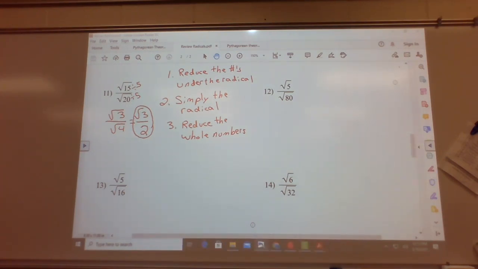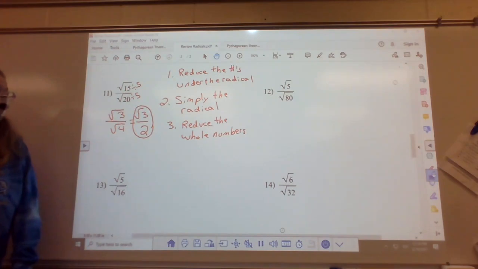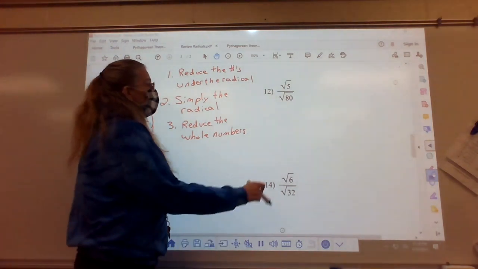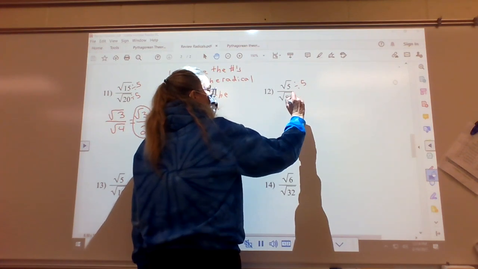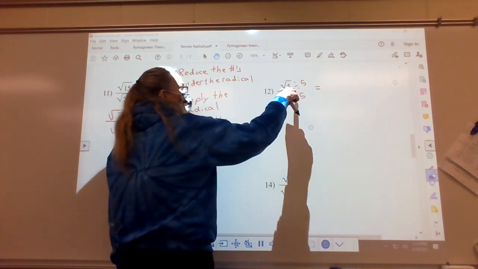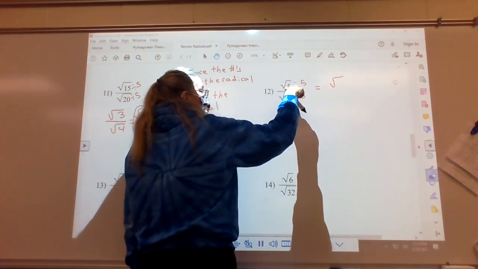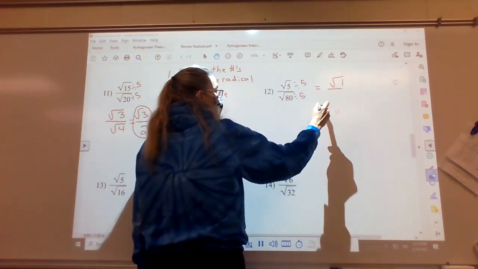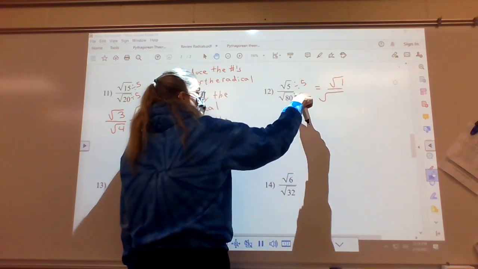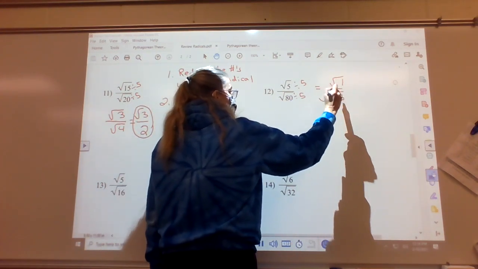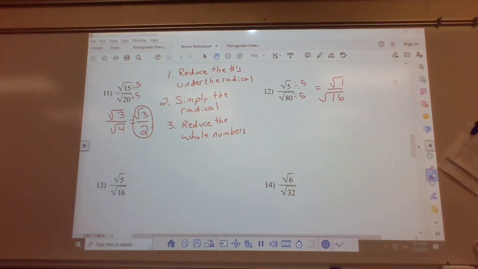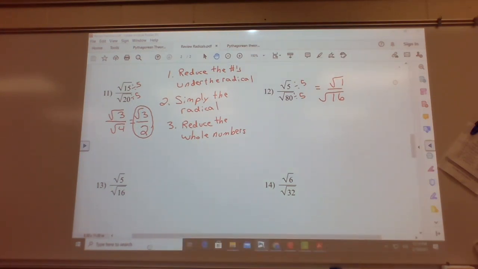So number 12. I have a 5, I have an 80. What can go into 5 and 80? 5. So reduce what's underneath the radical. So both can divide by 5. Radical's still there. 5 divided by 5 is 1. Radical's still there. 80 divided by 5, 16. And most of the time, you're probably not going to need a calculator for this stuff. But occasionally you might. Like if you can't get 80 divided by 5 pretty quickly, you might have to grab a calculator. But most of the time, you're not going to use calculators on these things.